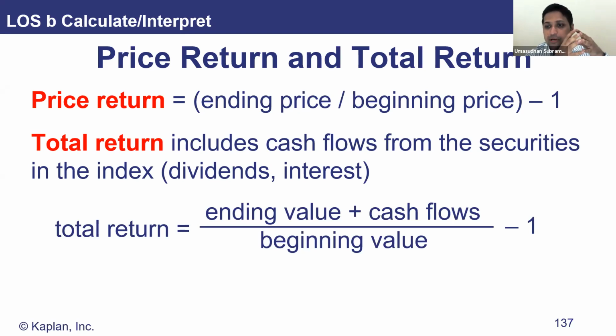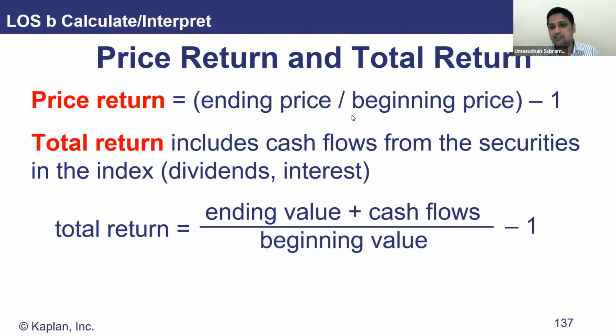Moving on to the second one, total return would mean that we are actually talking about an index price return plus any dividends that you receive on the stock. But when it comes to a bond, we talk about interest. So what we do, you have the ending value, which is the value at which you can sell your stock at the year end, plus any cash flows that you received. It could be dividends or it could be interest for bonds, divided by beginning value minus 1.